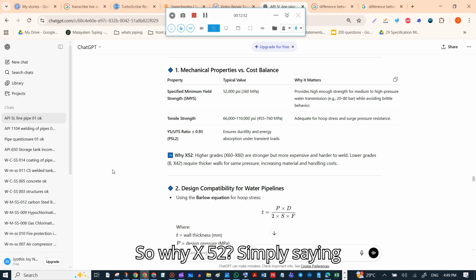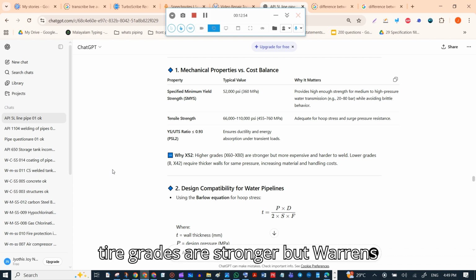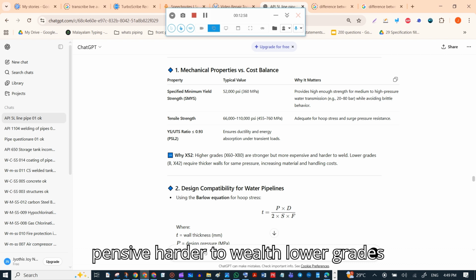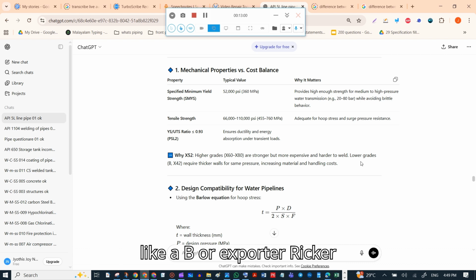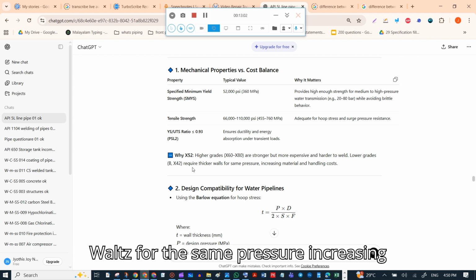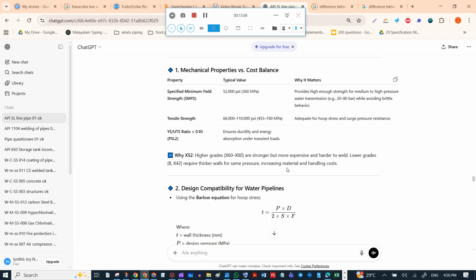So why X52? Simply saying, higher grades are stronger but more expensive and harder to weld. Lower grades like B or X40 require thicker walls for the same pressure, increasing the material handling cost.